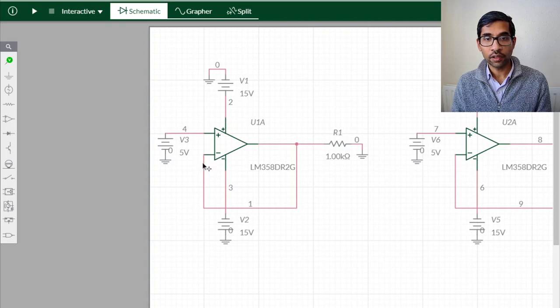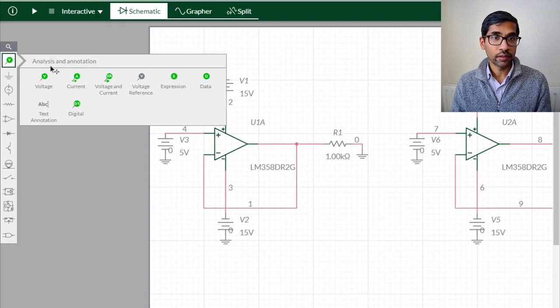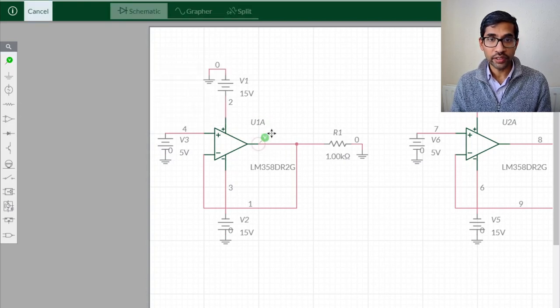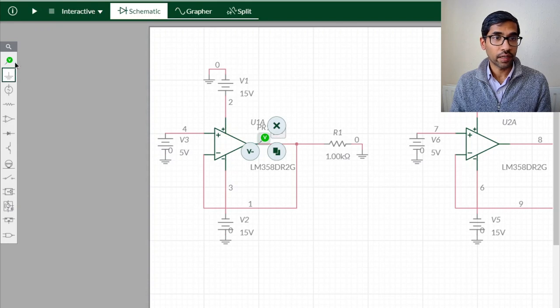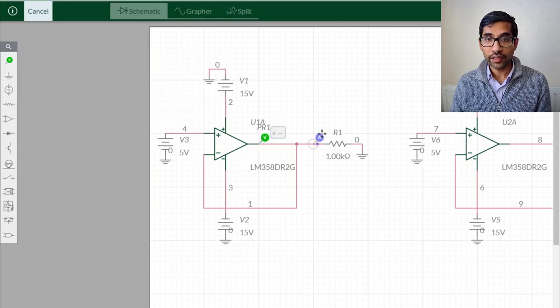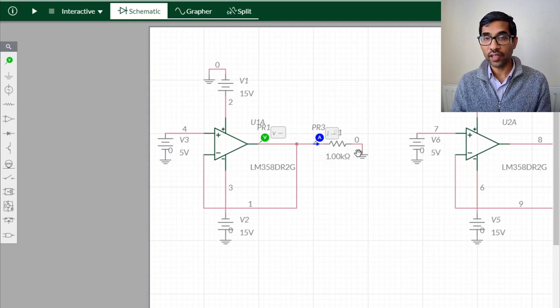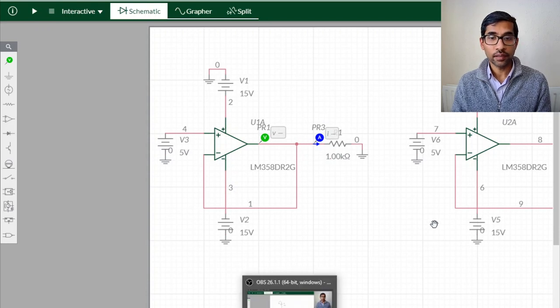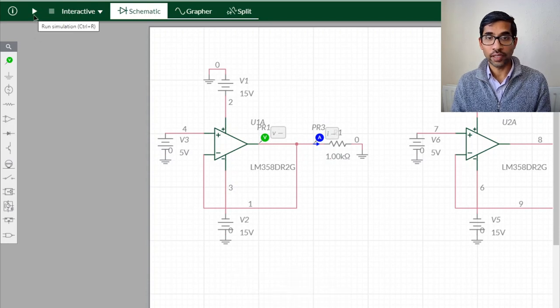It cannot come from the inverting pin because the current into the inverting pin is almost equal to zero. So it has to come from the output of the op amp. So we can figure out what is the limit of the current that the op amp can give by doing this. Okay, so let's do that. I'm going to put a voltage probe here, and in addition I'm also going to put a current probe so that we can measure how much current is going in here. Okay, so let me run this.